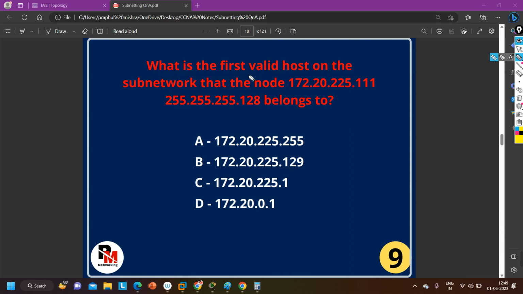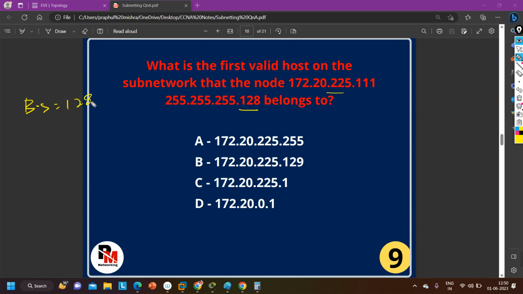Okay. Yeah, so here, this question is asking, what is the first valid host on the subnetwork that the node belongs to? Node means it is a valid IP address, 172.20.255.111, and the subnet mask is given. So this is a valid IP address and it is asking you the first IP address that belongs to this network. First we need to find the network ID. Okay, so the block size is 128.